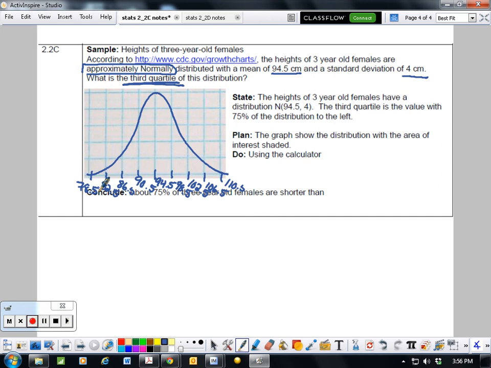And we want to know the 75th percentile. So I'm going to go ahead and estimate. I know half is right here. And so I want half of my half added on there. So probably somewhere in here is going to be about my 75th percentile. So I want to figure out what is this value right here.